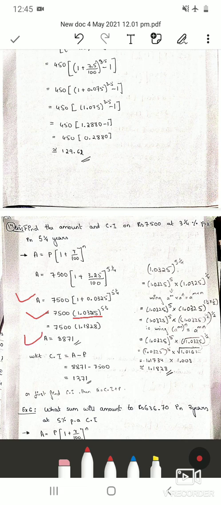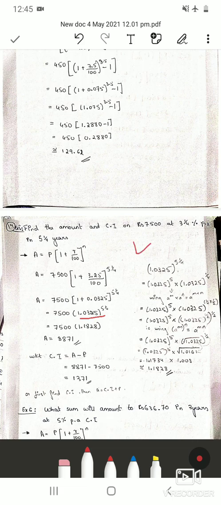Therefore amount is 8871. Then compound interest will be amount minus principal. So principal is 7500. So when I subtract, I got compound interest as 1371 rupees. So we found amount as well as compound interest. So here now we will see how to simplify this term.